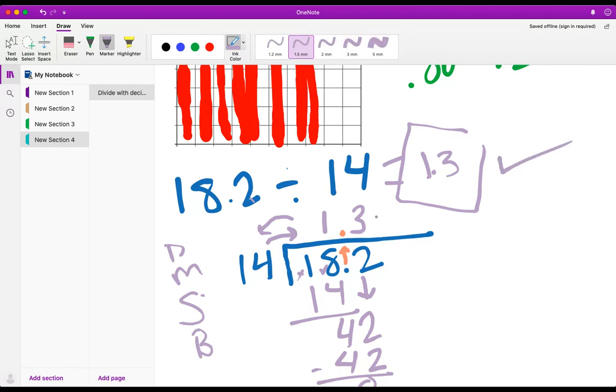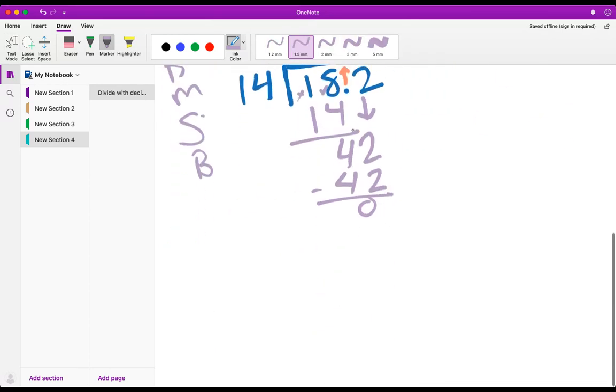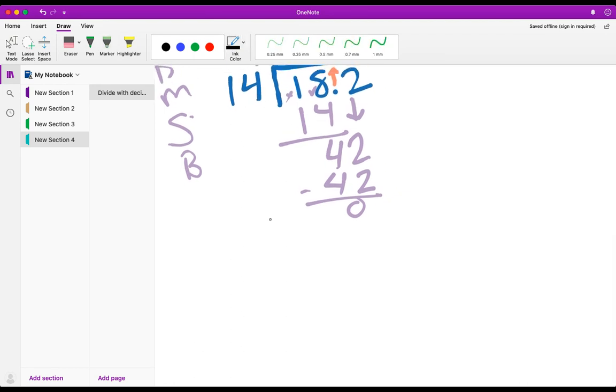Now, what if we're dividing a decimal by a decimal? Oh no, let's see here. So a big thing when we're dividing a decimal by a decimal is my dividend cannot have a decimal in it. So let's try this. Let's try 18 and 2/10 divided by 1 4/10.